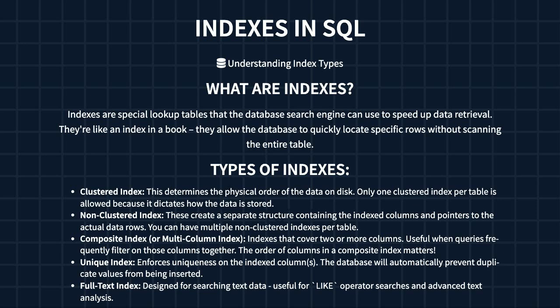You've got clustered indexes, which physically order the data on disk, non-clustered indexes, which create separate structures pointing to the actual data rows, composite indexes covering multiple columns, really important when you frequently filter by those together, unique indexes that ensure no duplicates exist in a column, and finally, full text indexes specifically for searching through large blocks of text. Choosing the right index type is key to optimizing your queries.